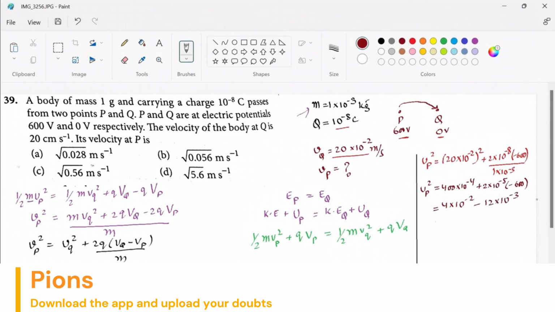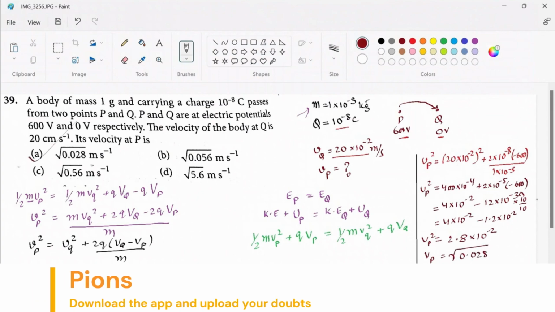Great. So let's make it in a common power. So it will be 4 into 10 to the power minus 2 minus, let me divide and multiply by 10. If I multiply this 10 with this, this will become 10 to the power minus 2, and that will become 1.2. So this will be 4 minus 1.2, which is 2.8 into 10 raised to minus 2. That's our Vp square. Oh, they have given the options in root itself. I thought we would have to calculate the root. So that will be 0.028, right? So straight away we got our answer as option A.